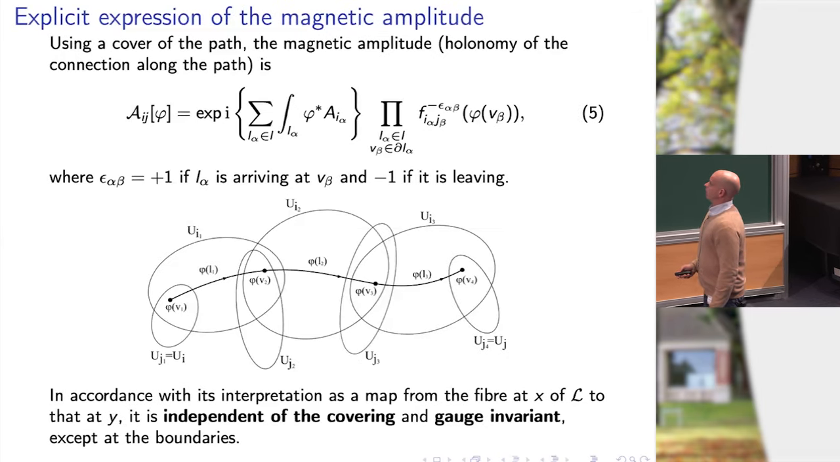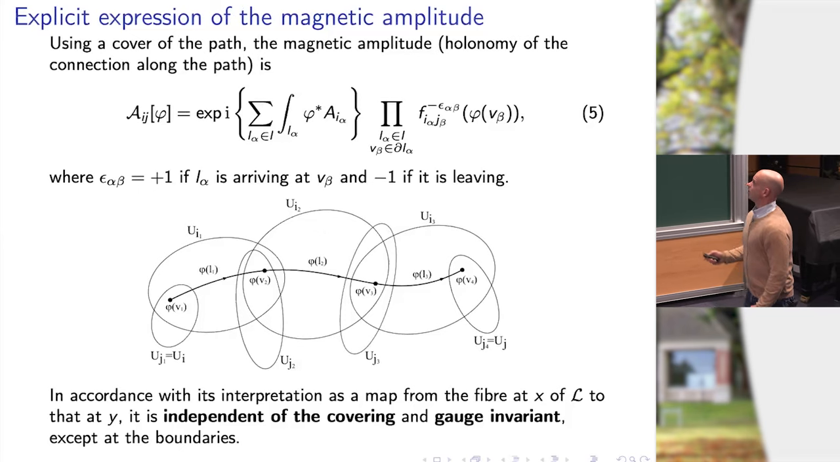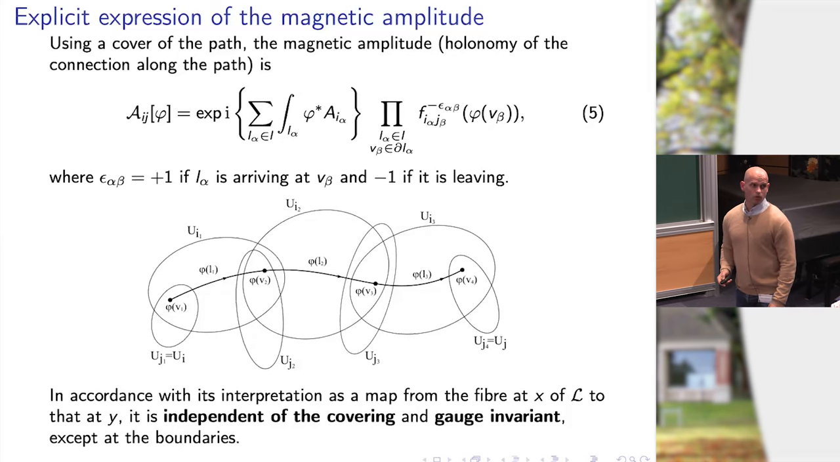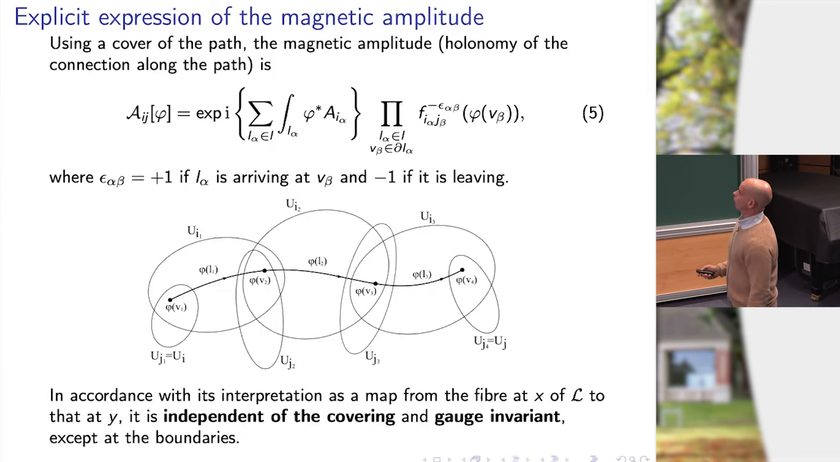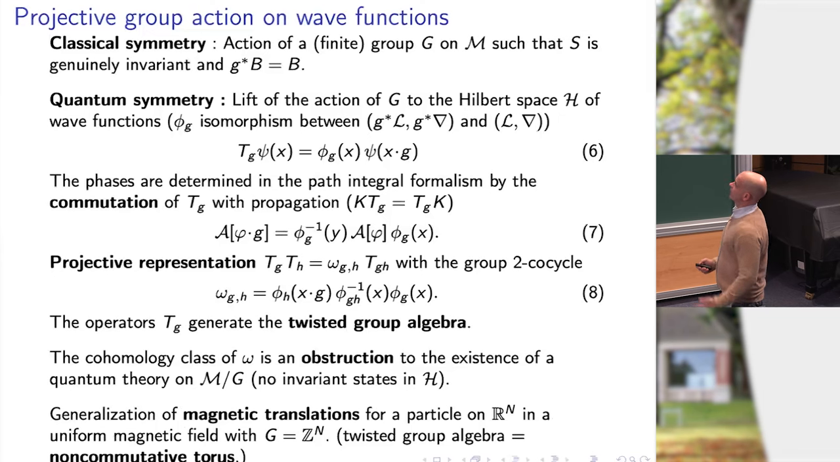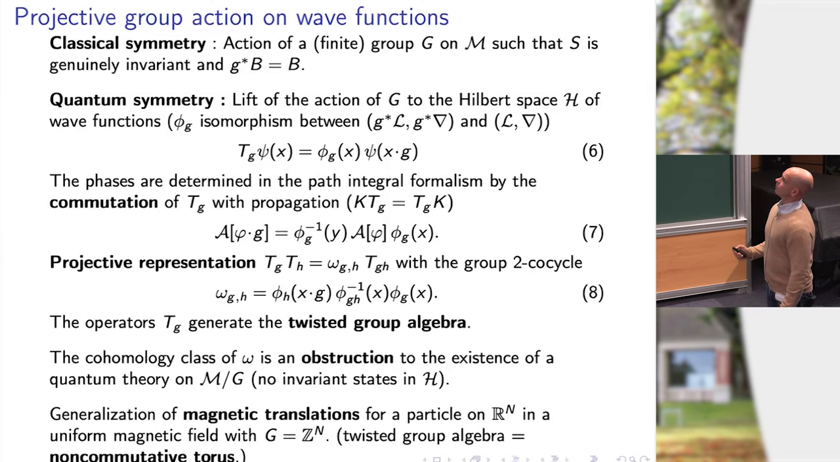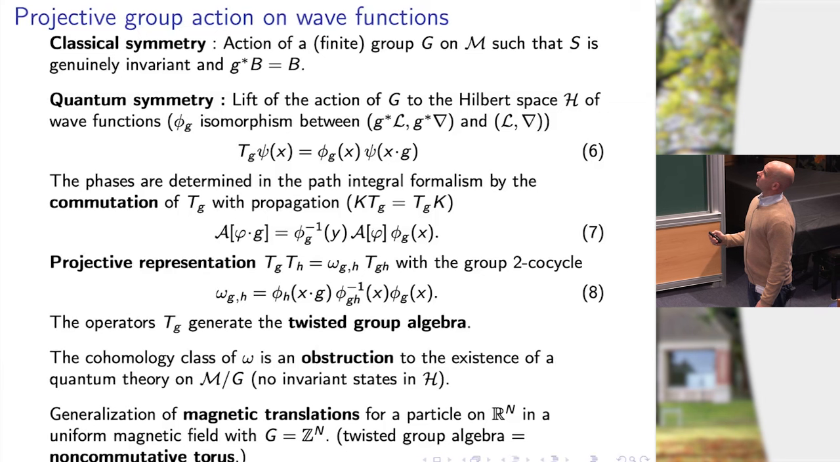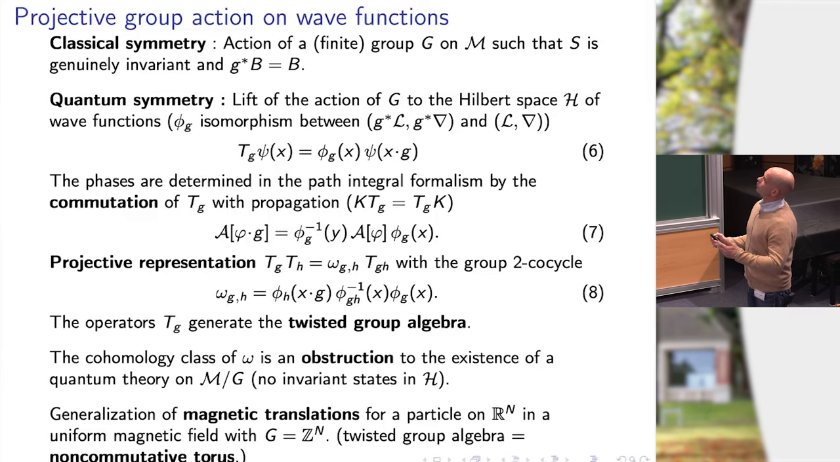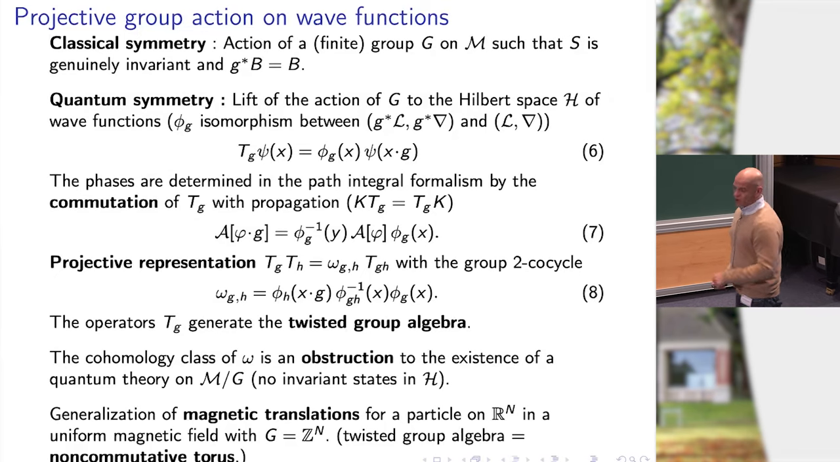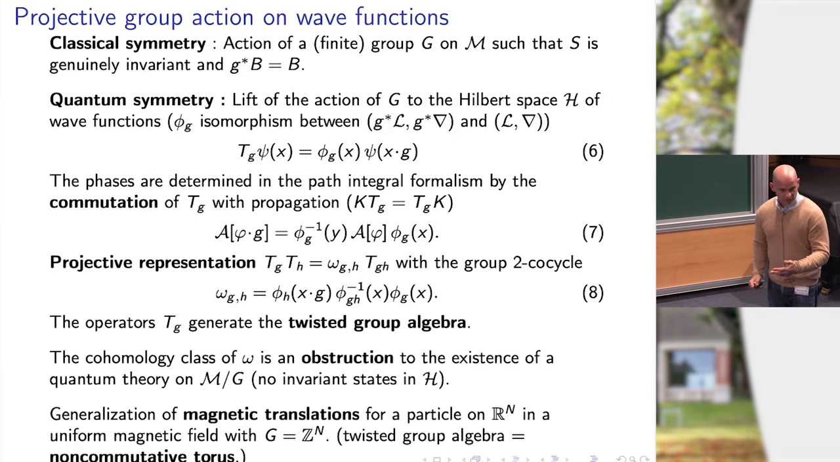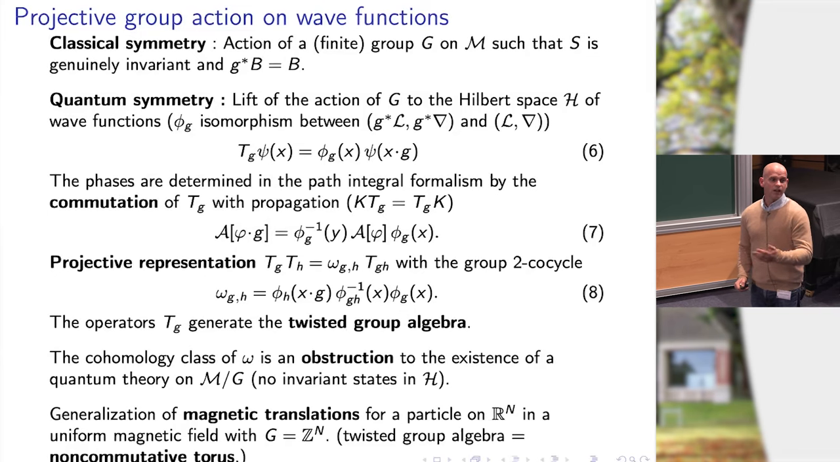That's an explicit formula if you need to have it. I just show it for concreteness, but it's not so important. And then from that you deduce a projective group action. So a classical symmetry would be any group action that preserves the action S and the two-form magnetic field. But it is not because you preserve the external magnetic field that you preserve the line bundle.